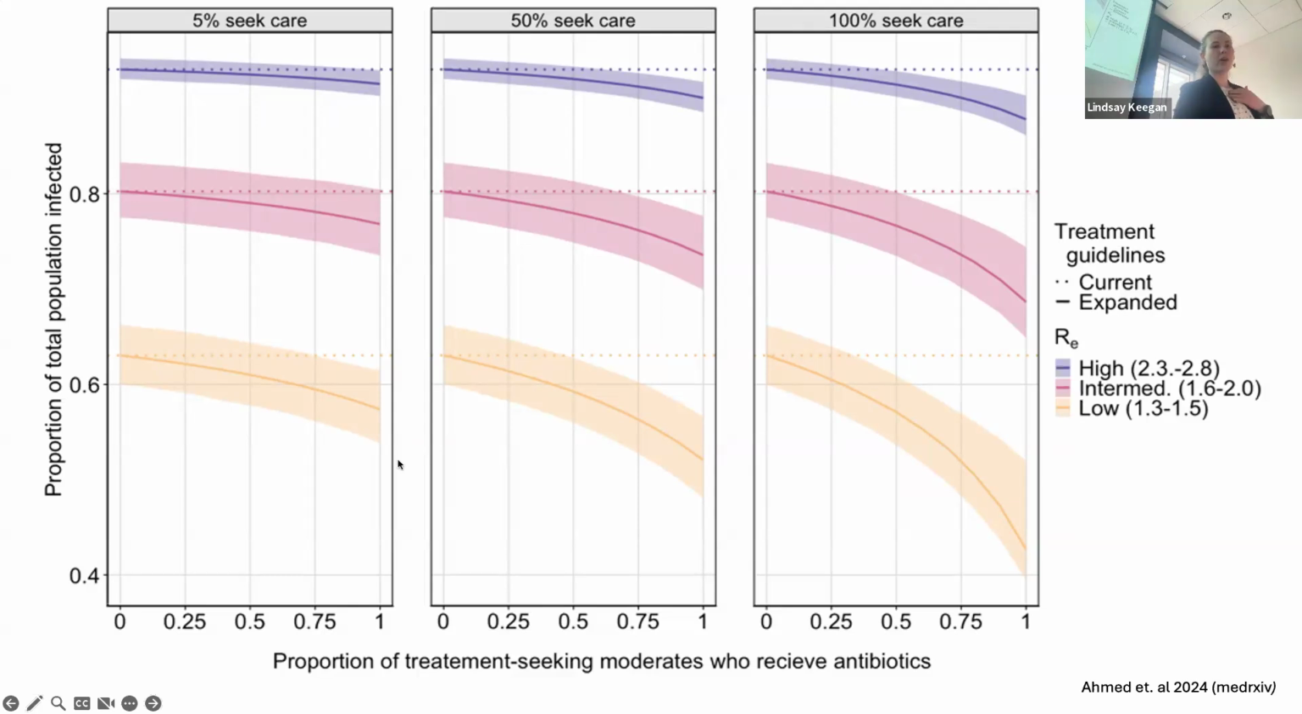Same idea. And so in that case, we can look at what happens if only 5% of moderates seek care. We can increase it to 50%, and then I already showed you 100%. And what we see is that even when only a small proportion of moderates seek care, we still see a benefit from treating them, although the benefit's reduced, right? You're not treating as many people.